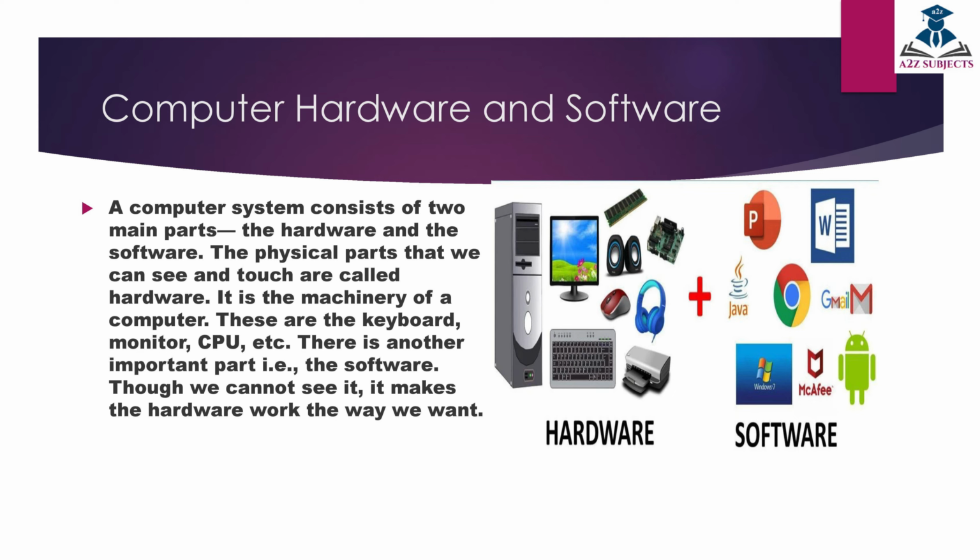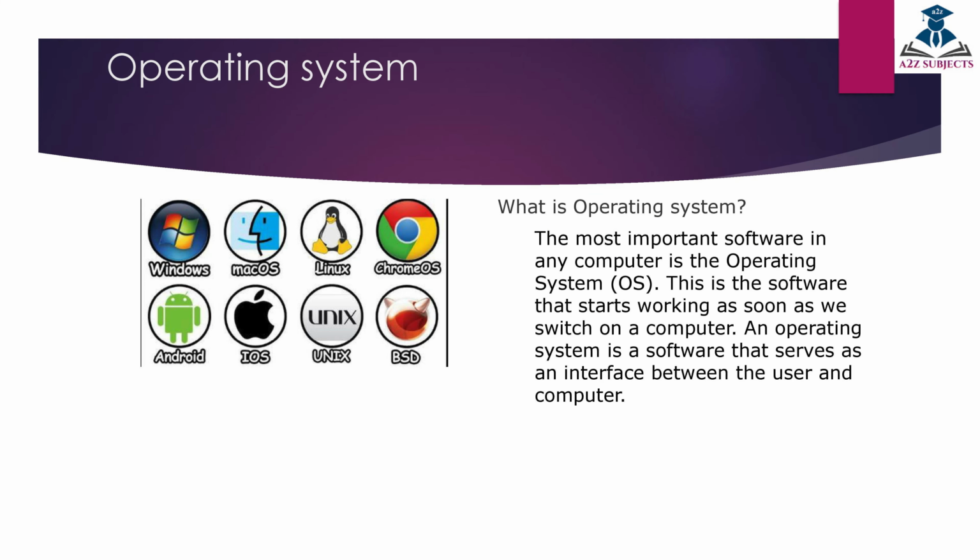Though we cannot see it, it makes the hardware work the way we want. So these all are software like Java, Google Chrome, McAfee, Windows 7. These are all softwares. What is an operating system?